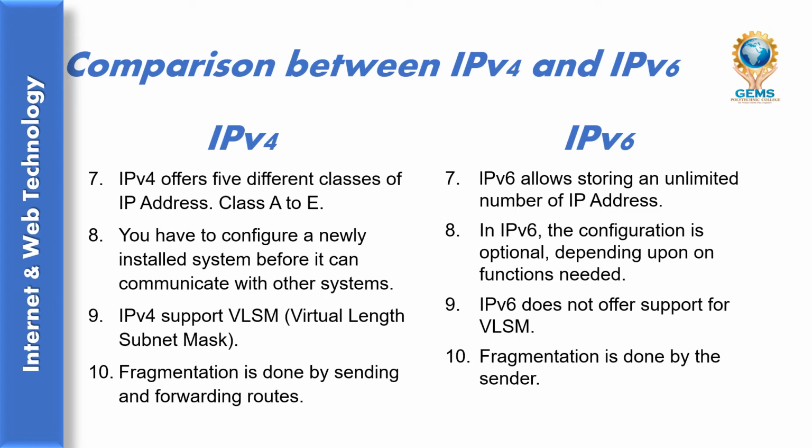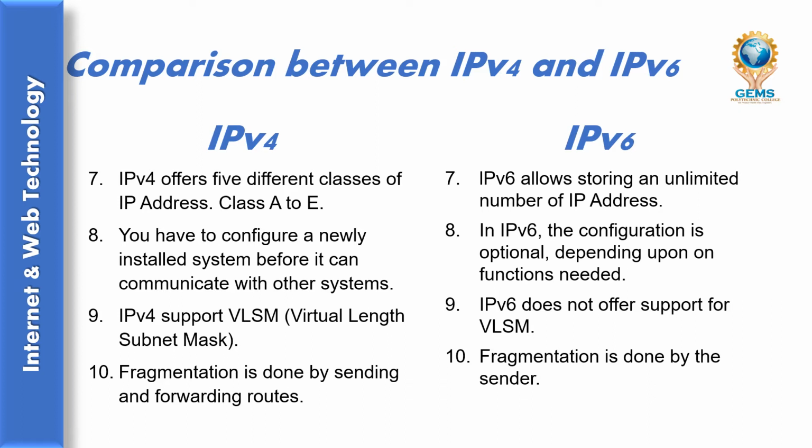IPv4 offers 5 different classes of IP address: Class A, Class B, Class C, Class D, Class E. But IPv6 allows storing an unlimited number of IP addresses. In IPv4, you have to configure a newly installed system before it can communicate with other systems. In IPv6, the configuration is optional, depending upon the function needed.